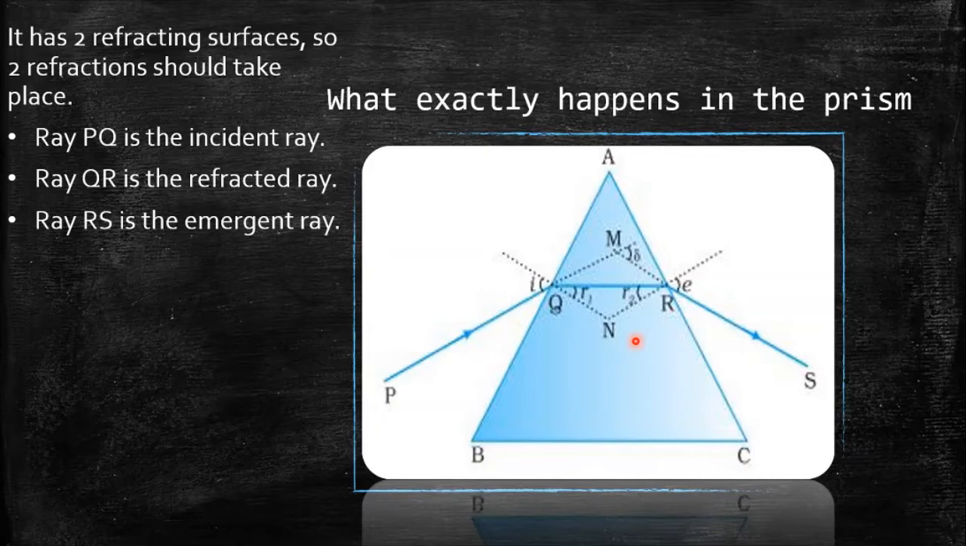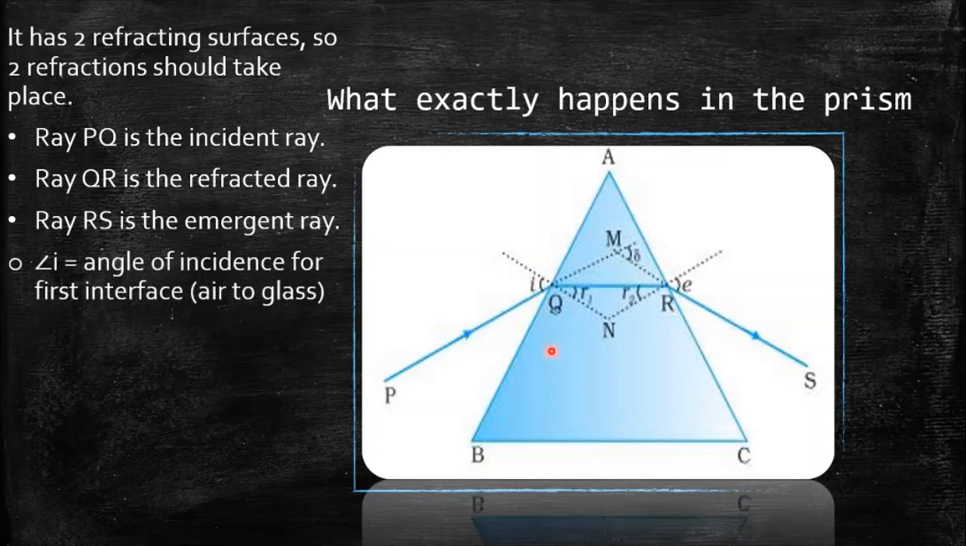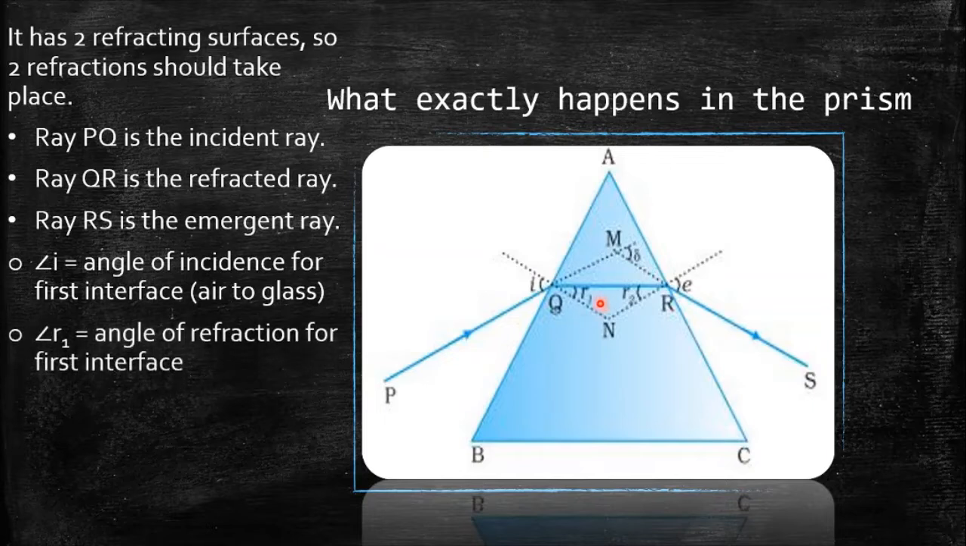That's it. Enough about rays. Let us now move on to the different angles that we are going to consider when it comes to the prism formula. No prizes for guessing. Since I started with the incident ray PQ, I want to find out the angle of incidence, correct? What do you think should be the angle of incidence at the first interface? Yes, it is going to be angle I over here. So angle I is the angle of incidence for the first interface, that is the air to glass interface, correct? Now what about R1 over here?